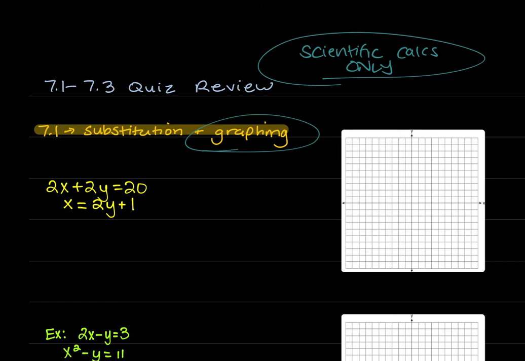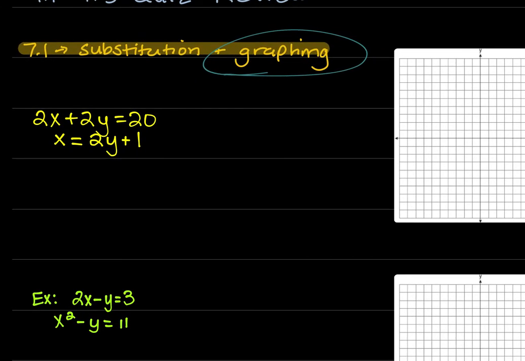So we'll do both. For the first example, it says 2x plus 2y equals 20, and then x equals 2y plus 1. If this was set up and it just said solve, you had your choices between elimination and substitution. It's already set up for substitution, so I would say it's easier to pick it, but you would get to choose. Yep.